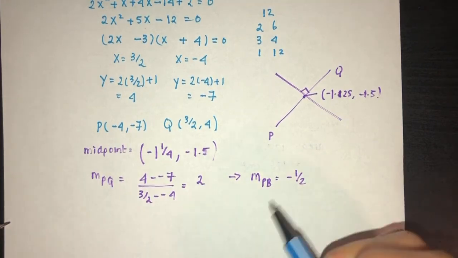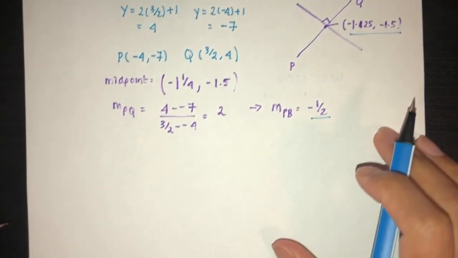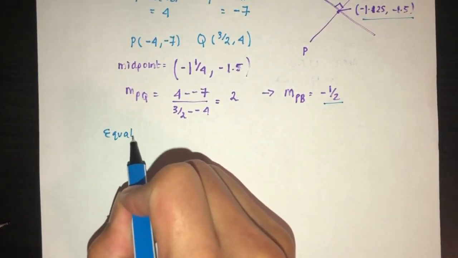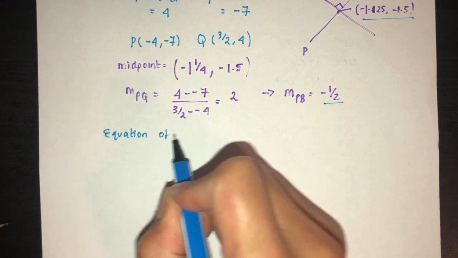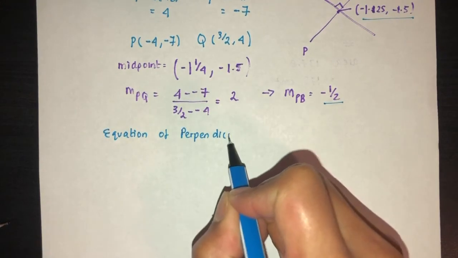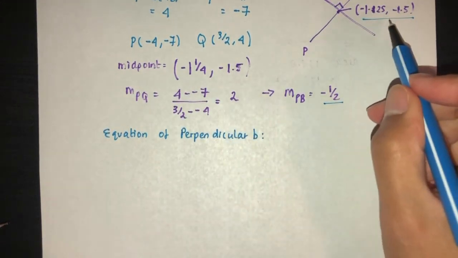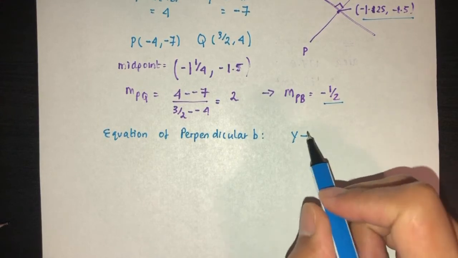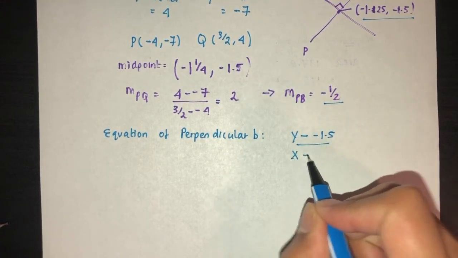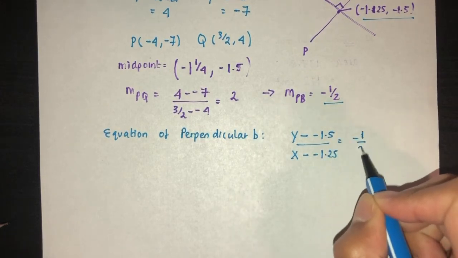So since we have the gradient and we have the point, we can find the equation of the perpendicular bisector. So first, the equation of the perpendicular bisector will be, so we have to use this point, so (y minus 1.5) over (x minus 1.25) equal to minus 1 over 2.